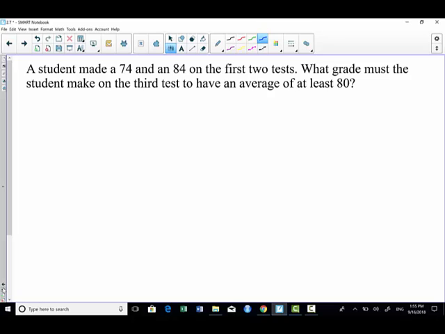So first, let's understand what we are given, what we are trying to figure out. Okay, so we are given the score for the first two tests. We're asked to figure out what's the score for the third test, so that if you do the average of those three tests, it will be 80 or higher. Okay, so first let's assign a variable. Step 1. Let x be the score of the third test.